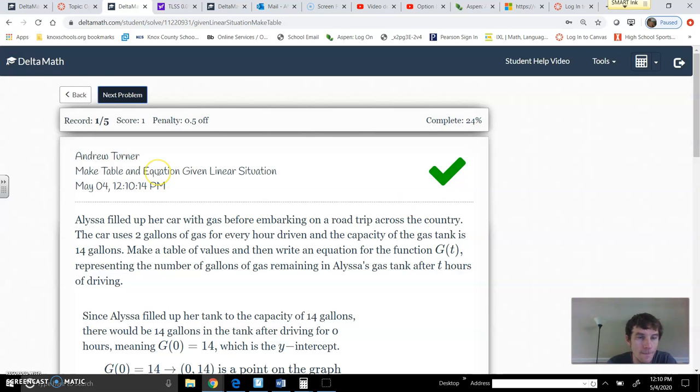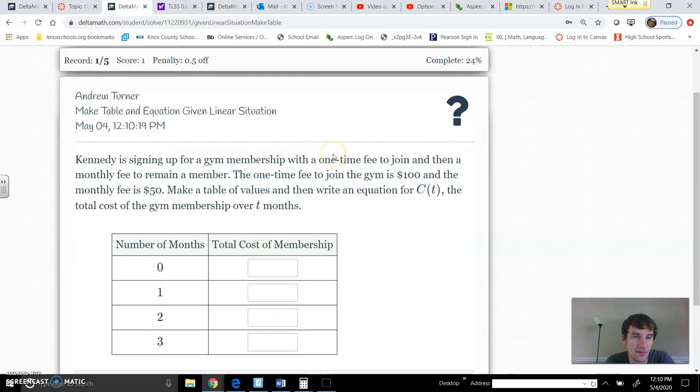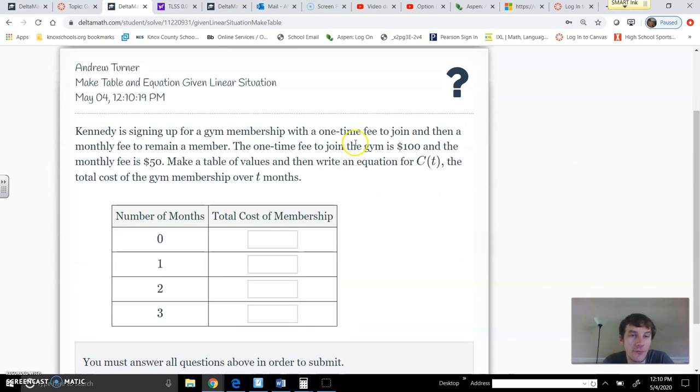Very cool, very cool. All right. Maybe we'll do another one of those just to wrap the video up. So it says Kennedy is signing up for a gym membership with a one-time fee to join and then a monthly fee, and that one-time fee is going to be $100 and then the monthly fee is going to be $50. So the idea here is that if she started, it would cost $100 even if she decided not to use that first month, because there's a one-time fee of $100.